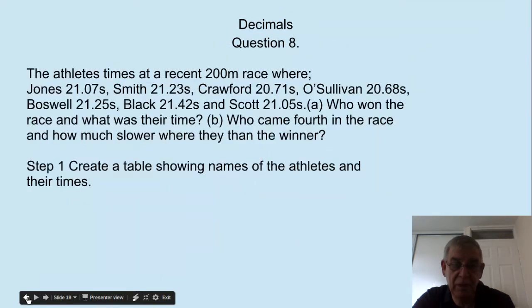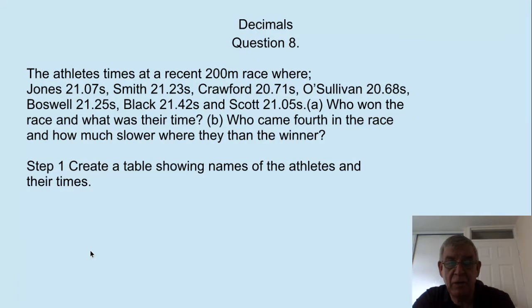Just jumped up a little bit there. Let's go back. Question 8. The athlete times at a recent 200-meter race were Jones 21.07 seconds, Smith 21.23 seconds, Crawford 20.71 seconds, O'Sullivan 20.68 seconds, Boswell 21.25 seconds, Black 21.42 seconds, and Scott 21.05 seconds.